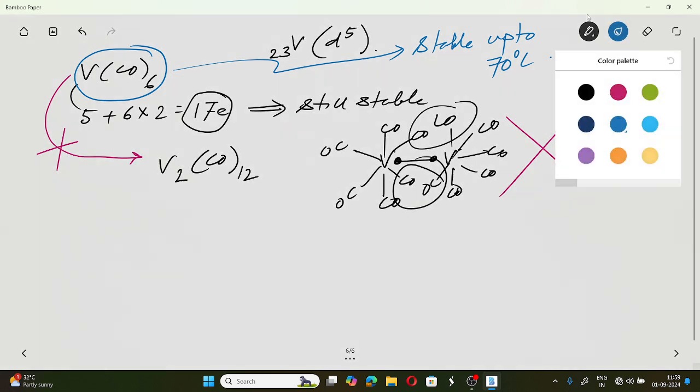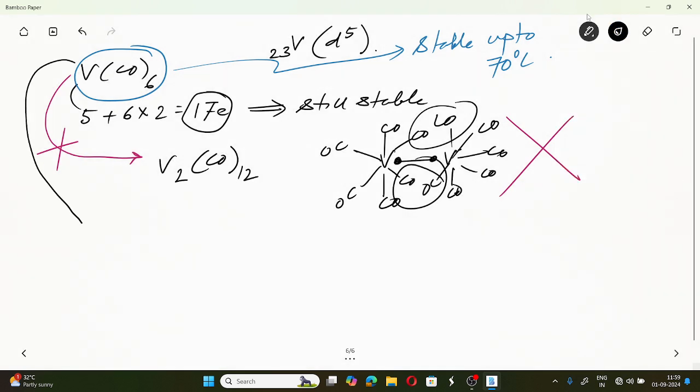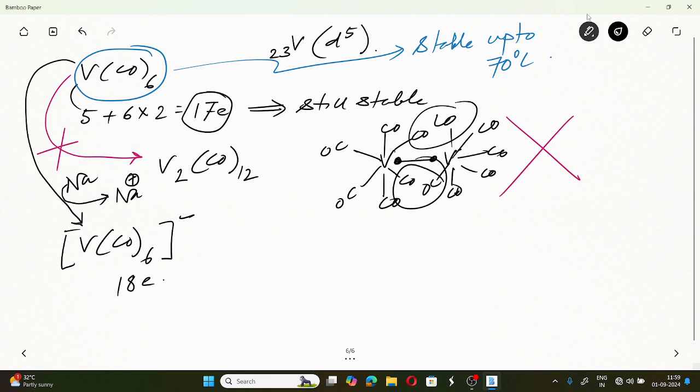But when treated with suitable metals, maybe sodium, it can readily accept an electron from sodium and will be converted to V(CO)6 minus. So this will satisfy the 18 electron rule. That means dimerization is not possible. That's okay, but it will always have a tendency to assume the 18 electron configuration. So if given an opportunity, it can readily accept an electron to be converted to V(CO)6 minus. Okay?